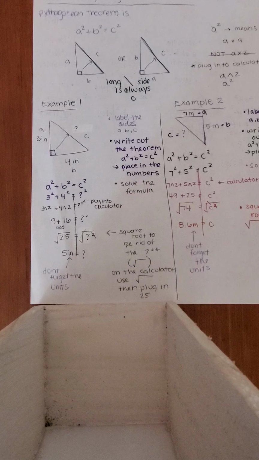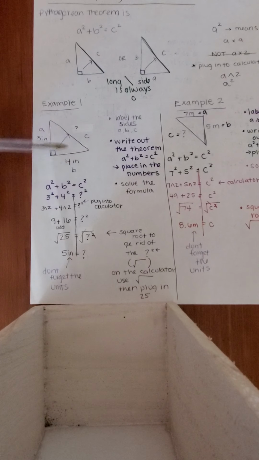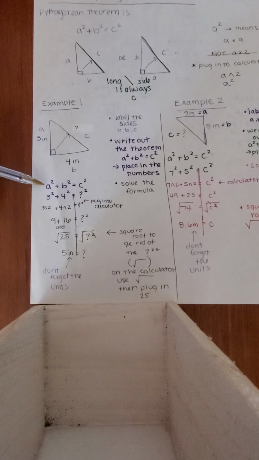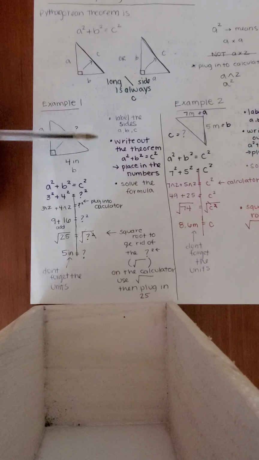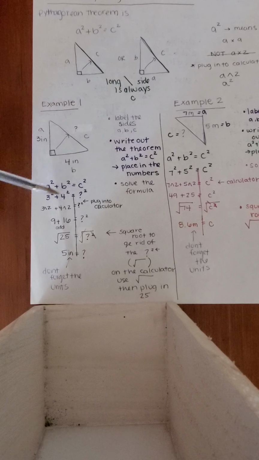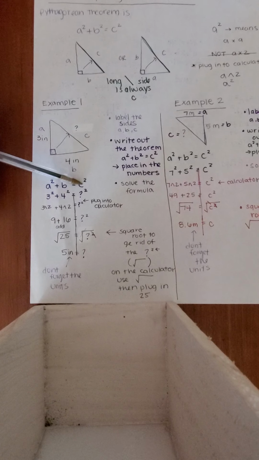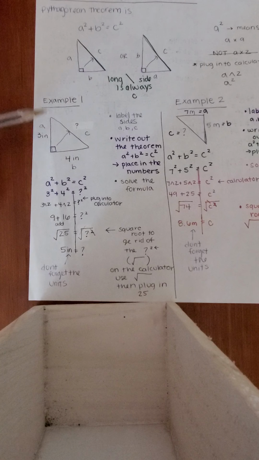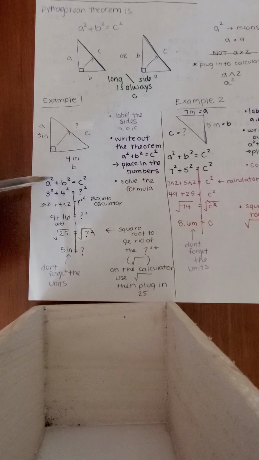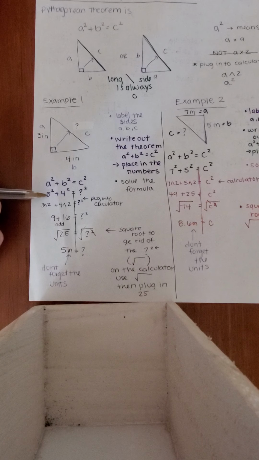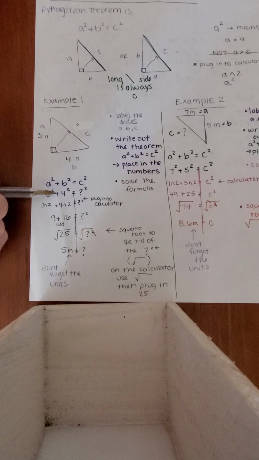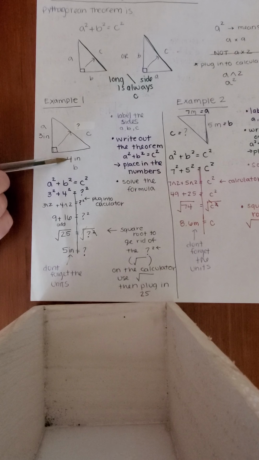Label what you know. The second thing is to use this formula. It's called A squared plus B squared equals C squared. So we have A squared plus B squared equals C squared, and we're going to plug in what we know. We're going to place the numbers into the spot. A becomes 3 because, as you can see, A is next to 3. So 3 squared plus my B's right here, 4.